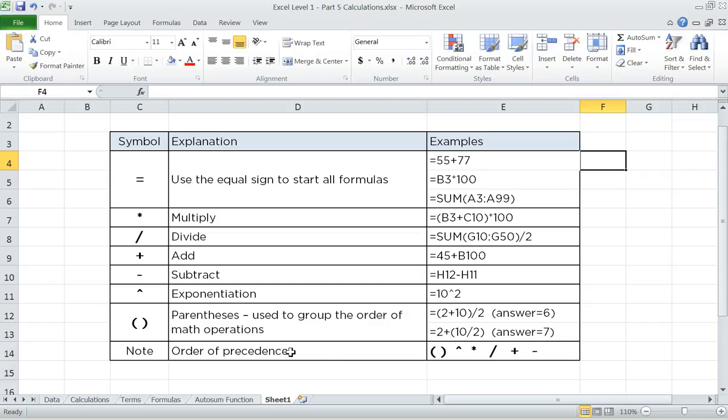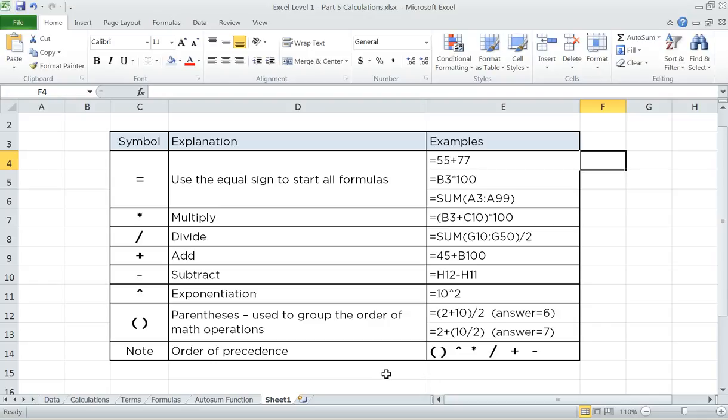There's an order of precedence. If you create a formula, the order in which the operations are solved before the next part of the formula is performed is as follows. Anything in parentheses is done first. Then exponentiation, multiplication, division, addition, and subtraction come last.